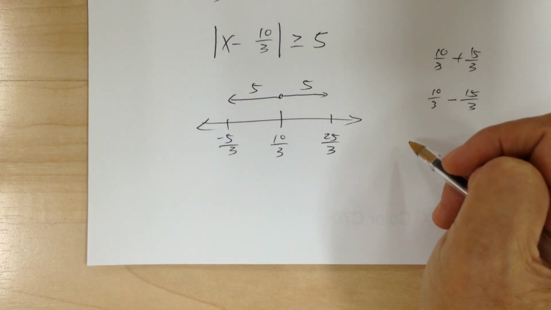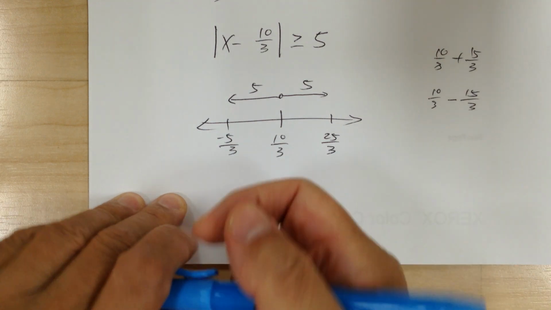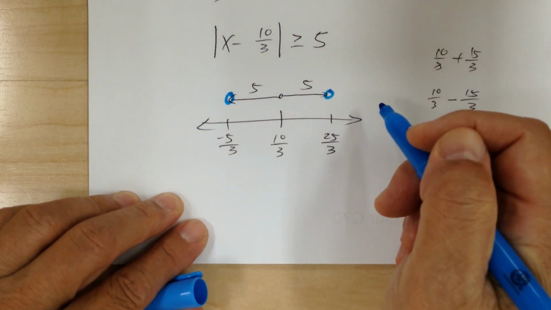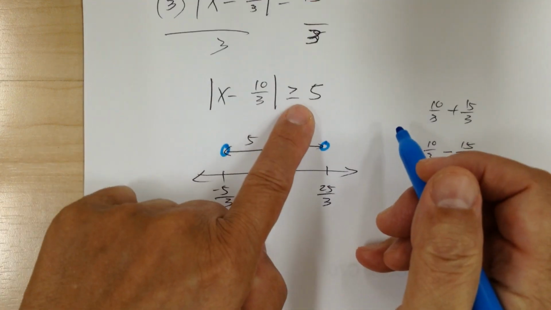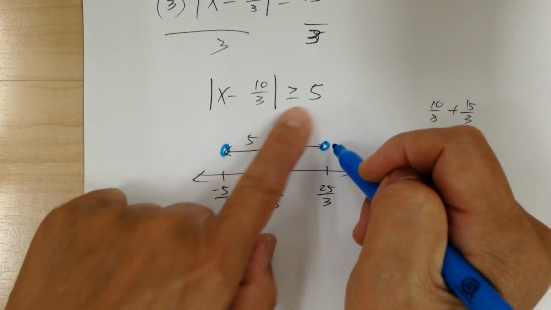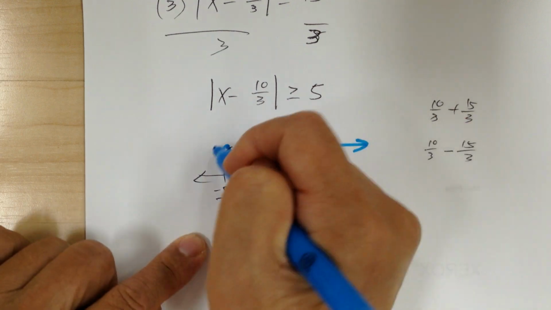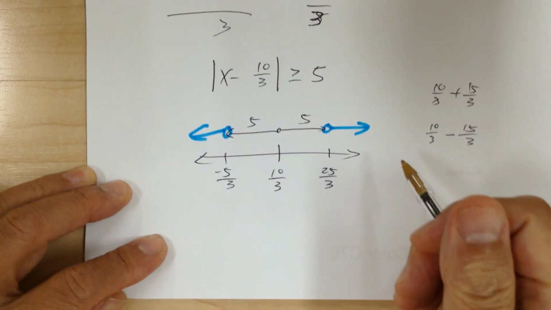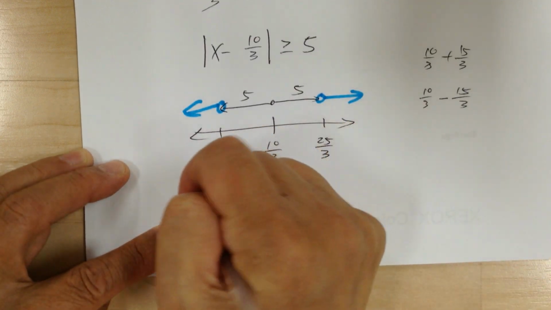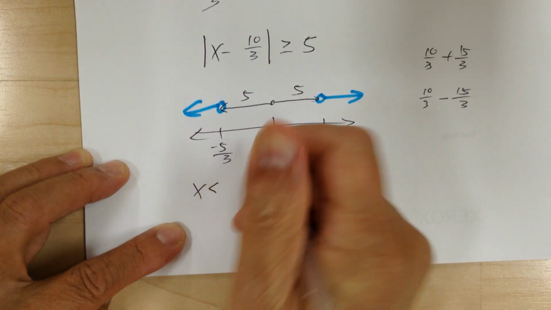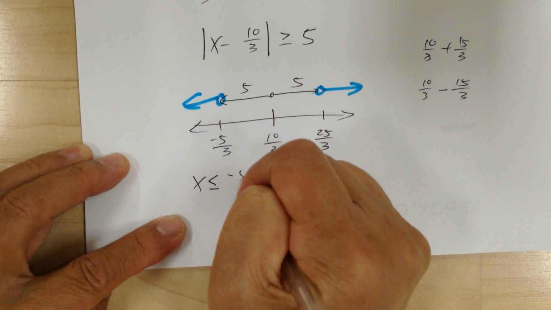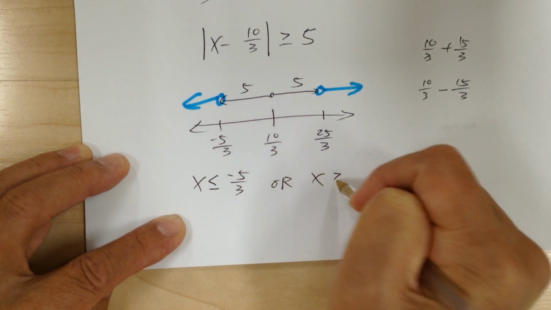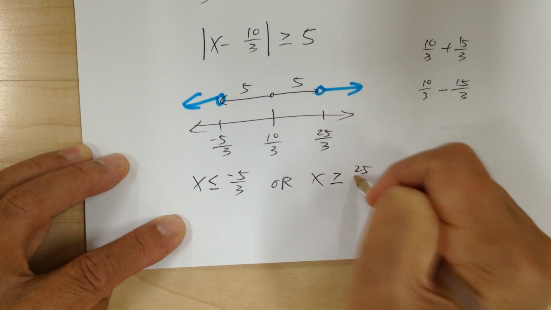So these are your endpoints. Now notice the arrow is pointing away from the starting point, so you have to go like this. So your final answer would be x is less than or equal to negative 5 over 3, or x is greater than or equal to 25 over 3.